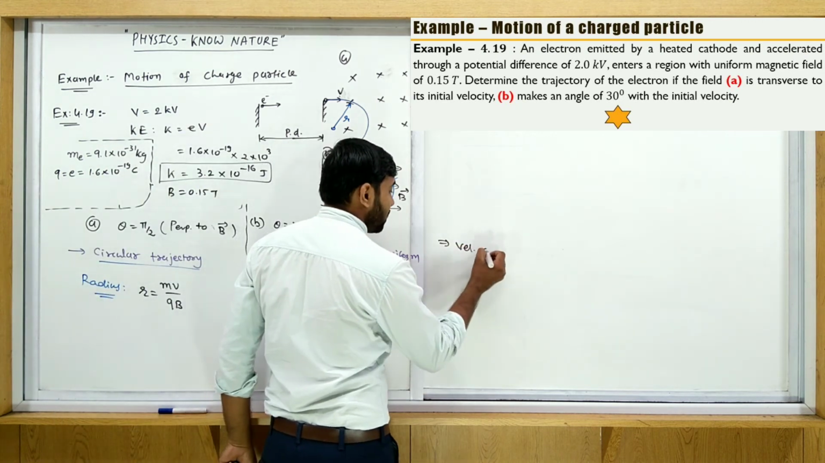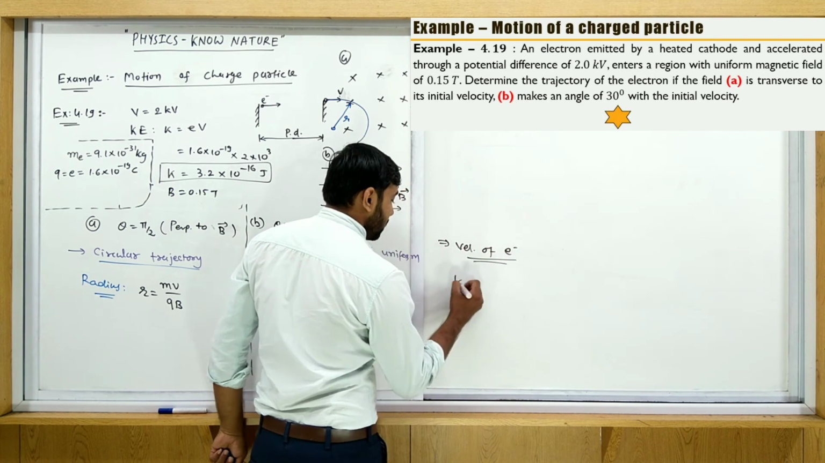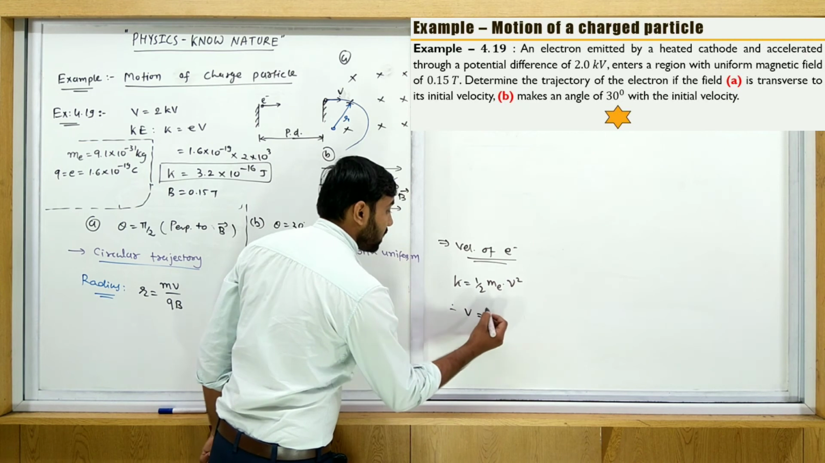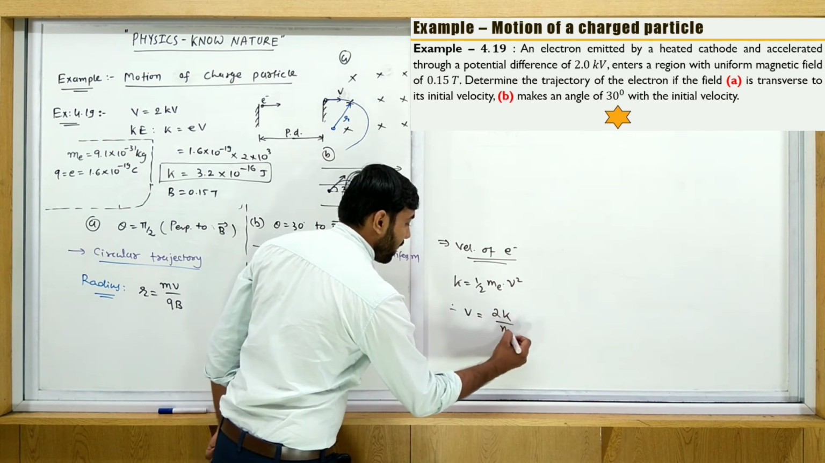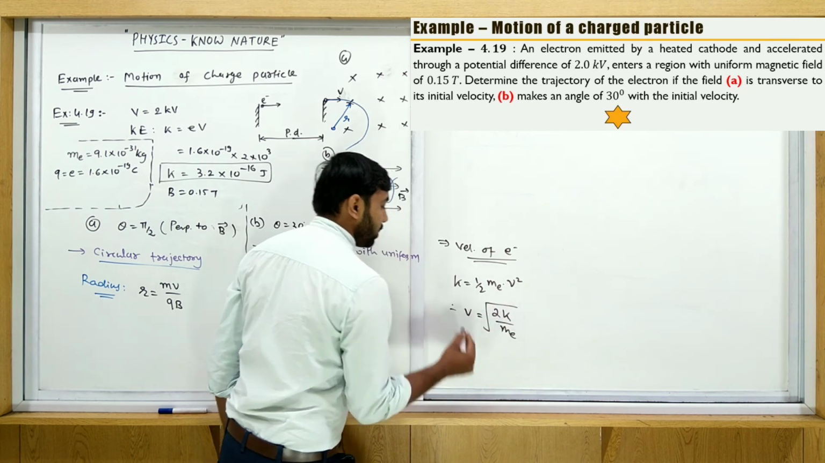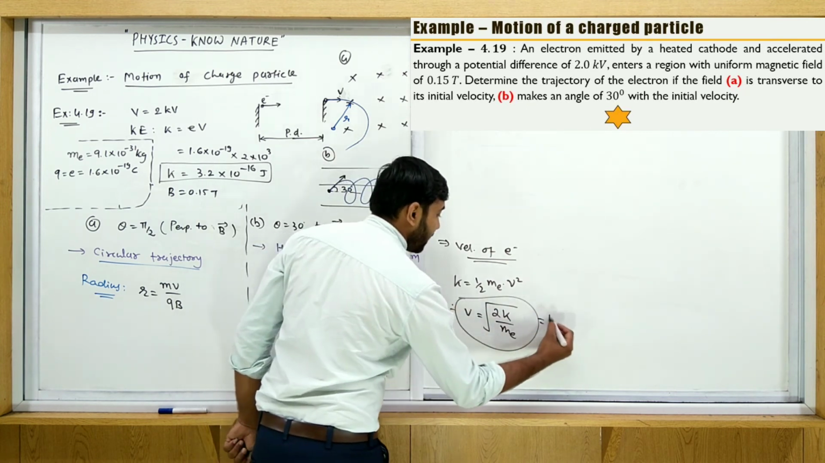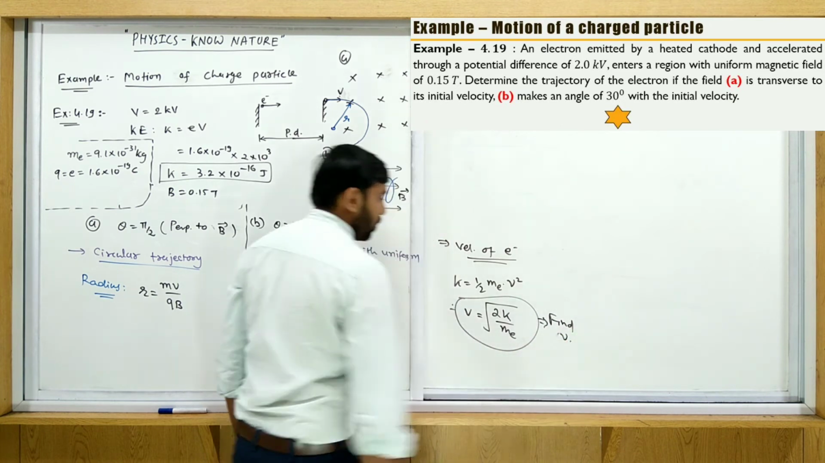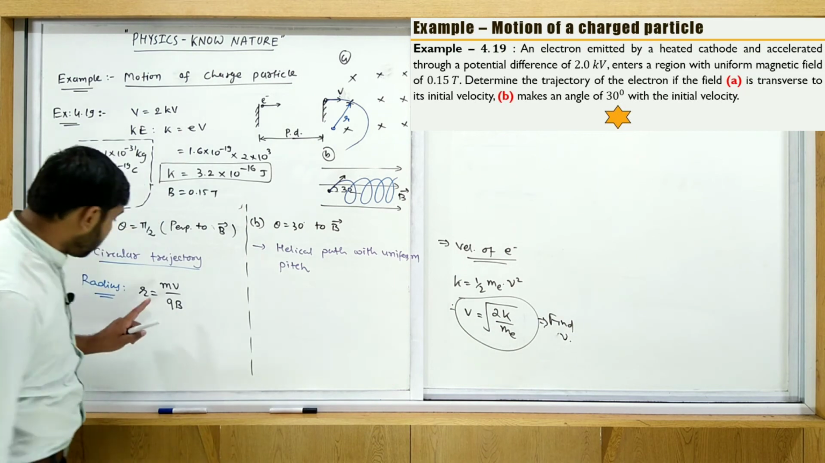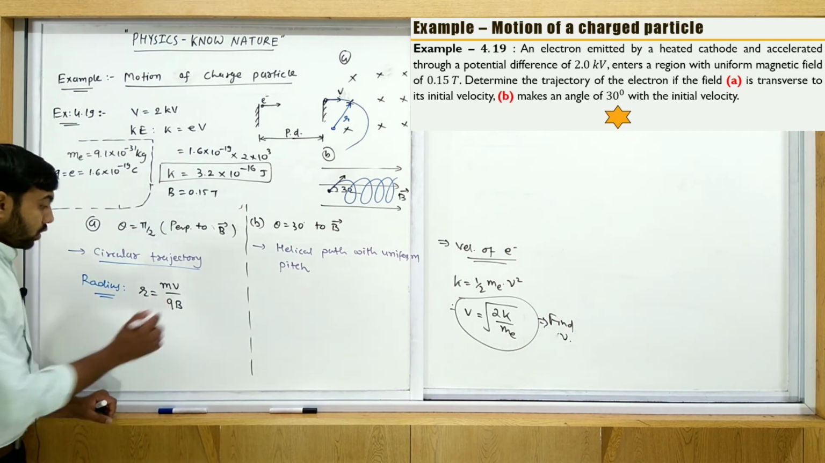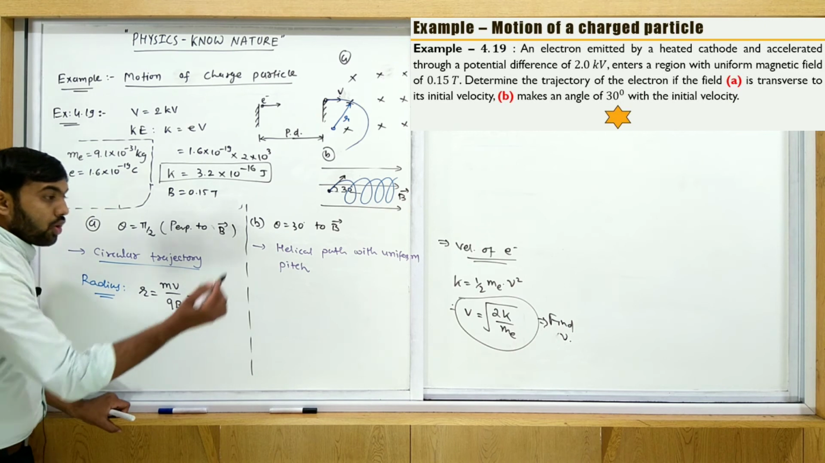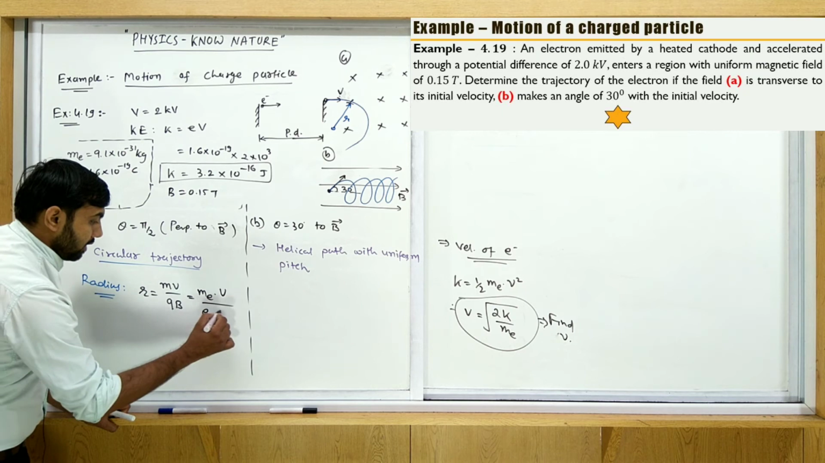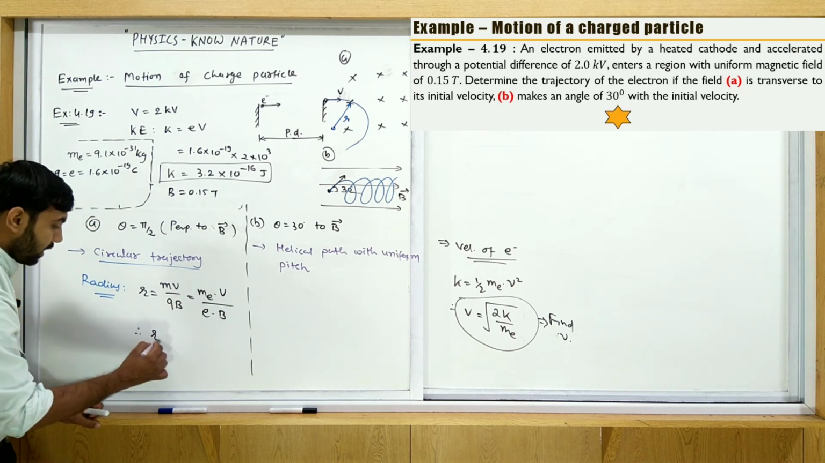Kinetic energy K is equal to 1/2 mass of electron into V square. So V is equal to under root 2K by mass of electron. Using this equation, find the velocity. After finding this velocity, you put this value in r = mv upon qB, so the mass of electron, V from here, and q is e, and B. Put all the values, you get the radius of the trajectory.